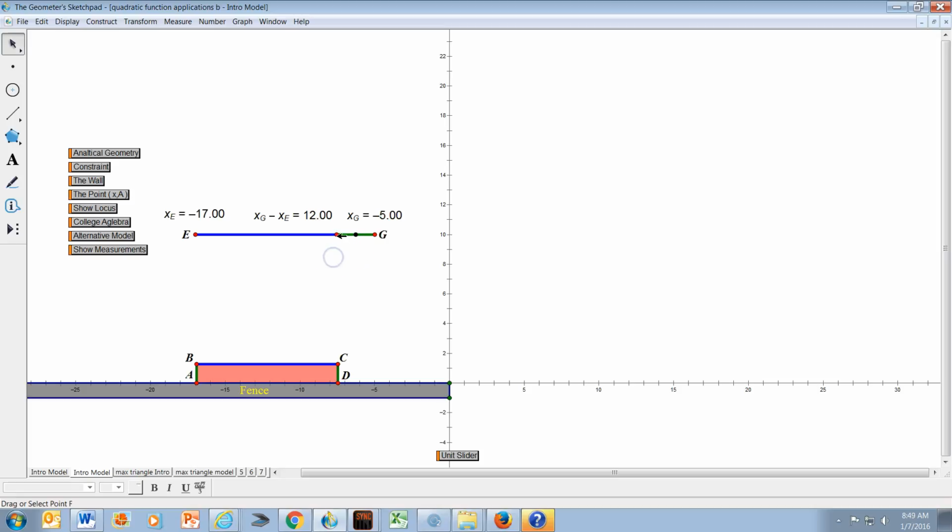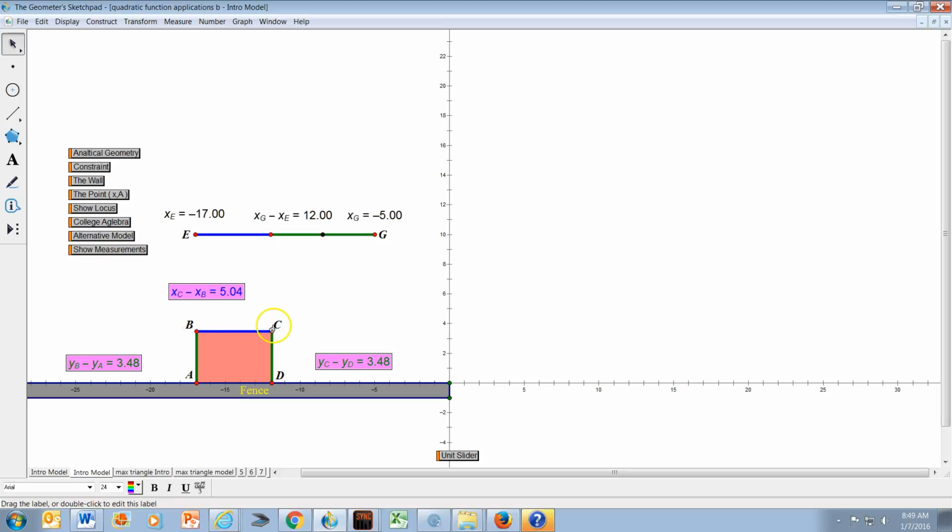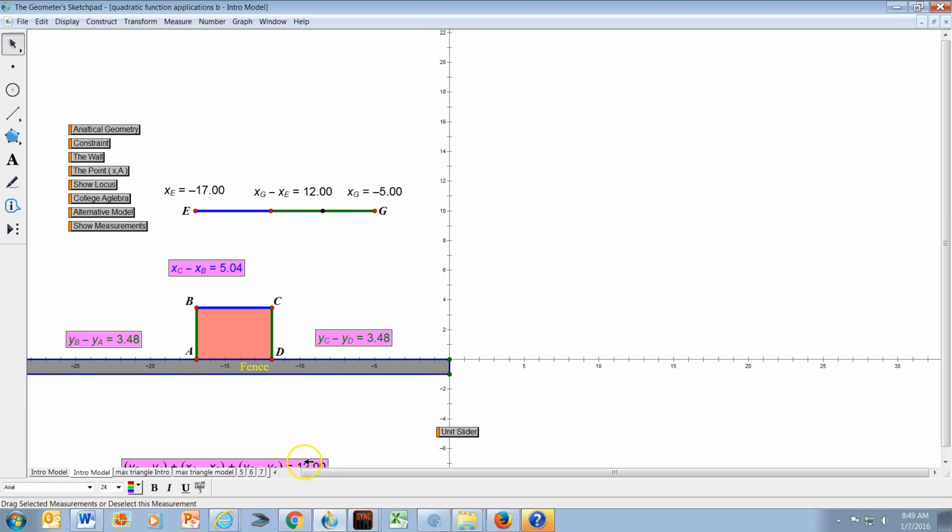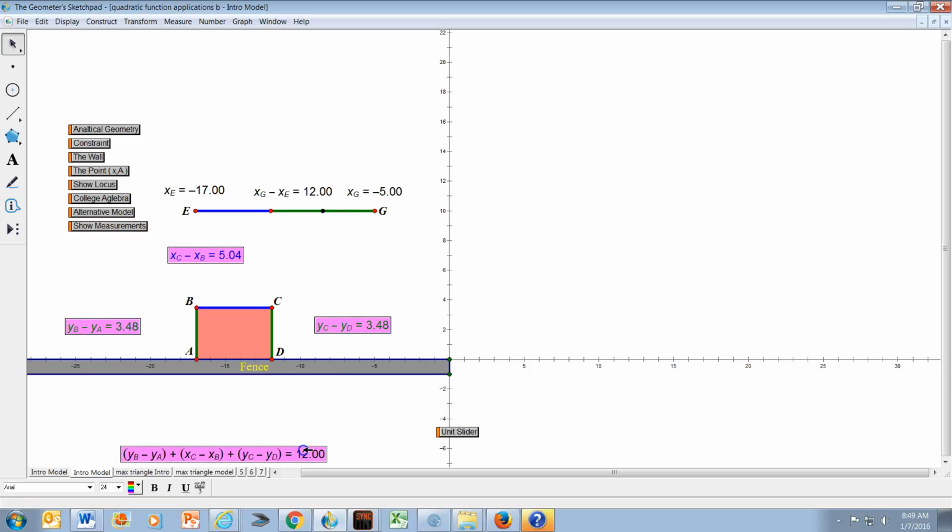Down here, I want you to notice as I change this side, notice the green sides do get bigger, and the blue side then gets shorter, and vice versa. And I want to point out that the wall, if I look at the dimensions, change in the y coordinates gives the length of that side on both of them. The change in the x coordinates gives the length of that side there. And I want you to notice that they will always add up to 12.